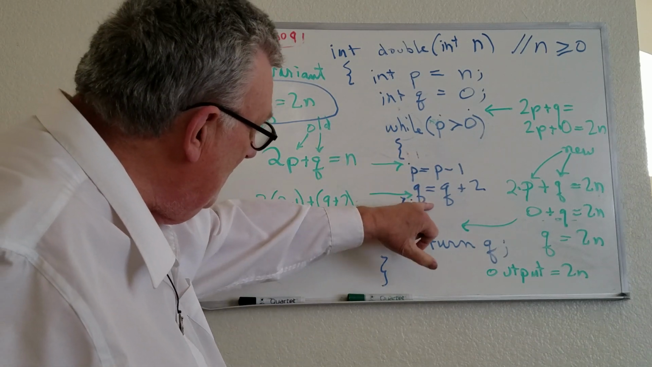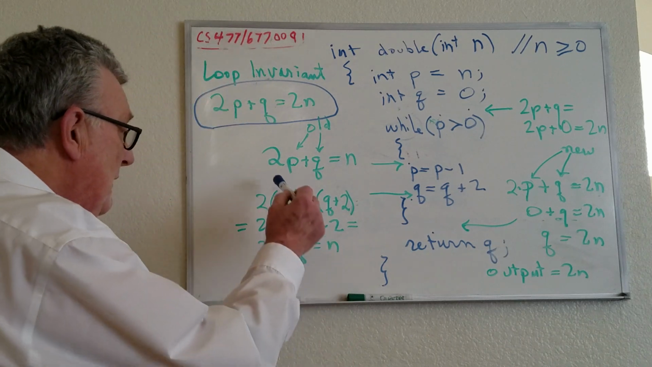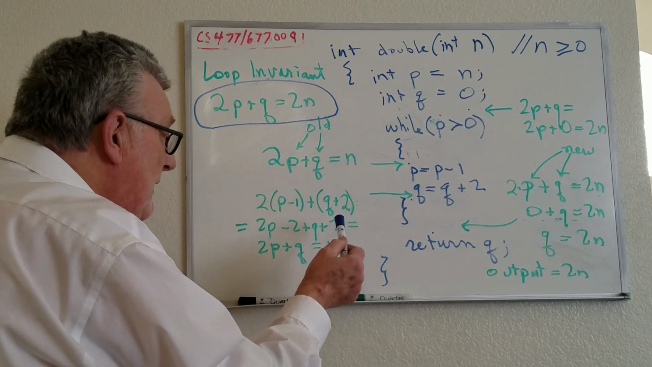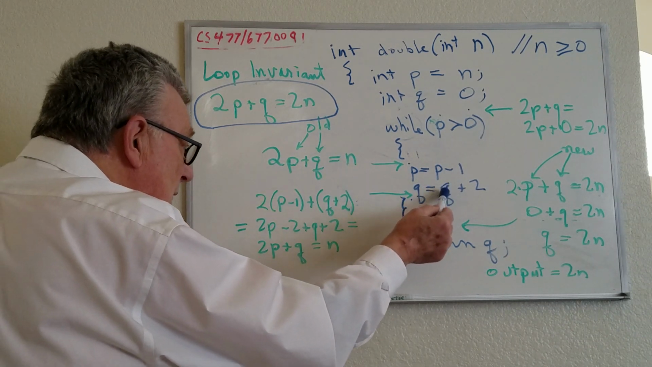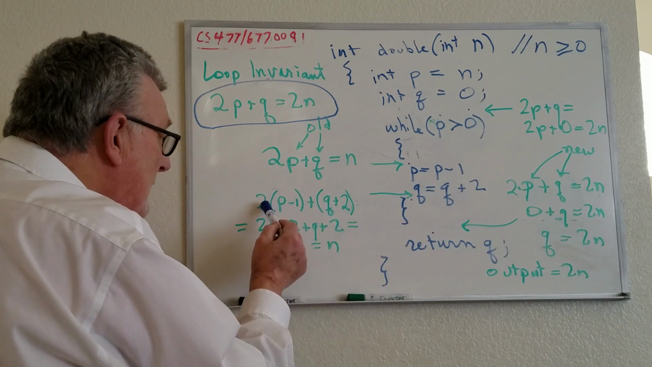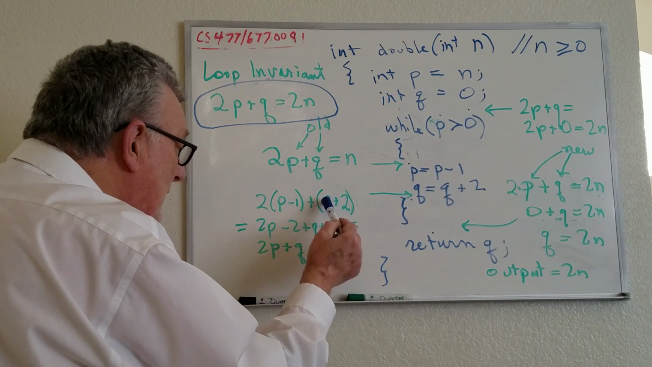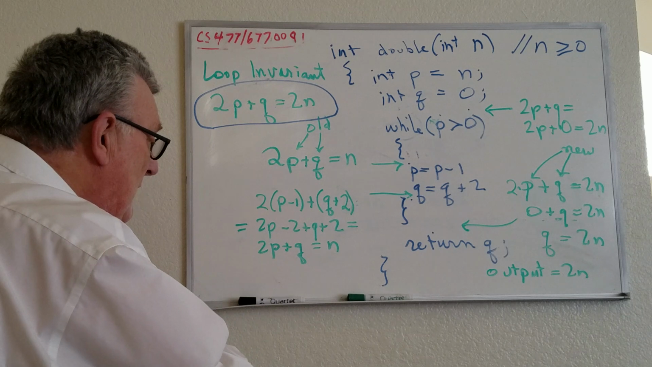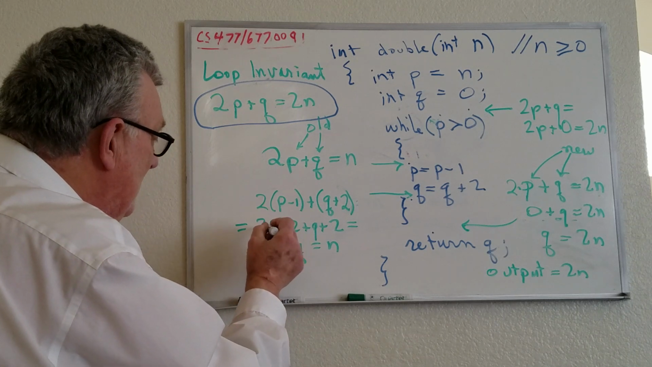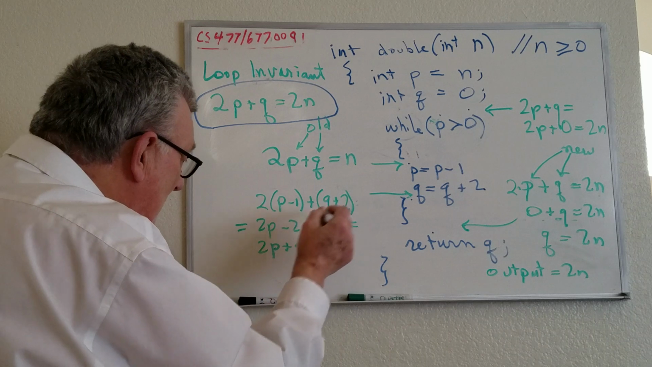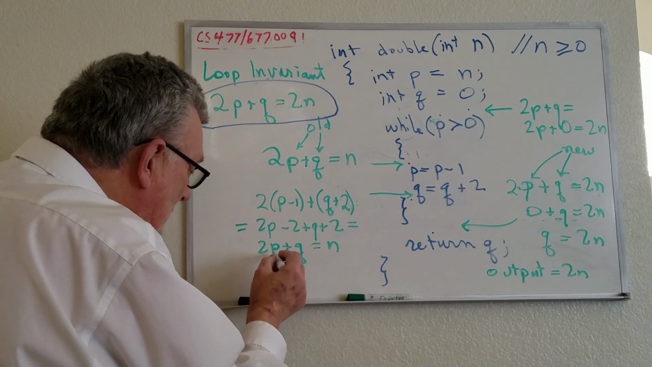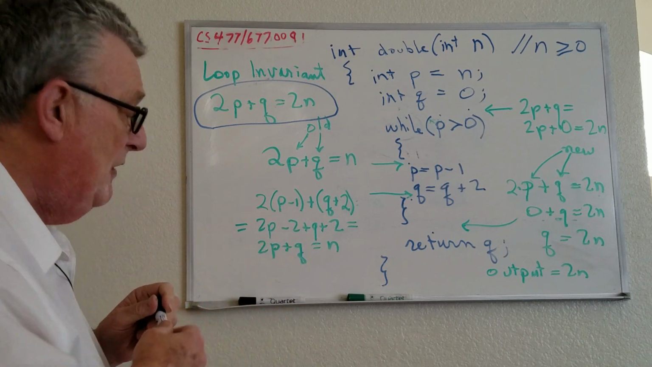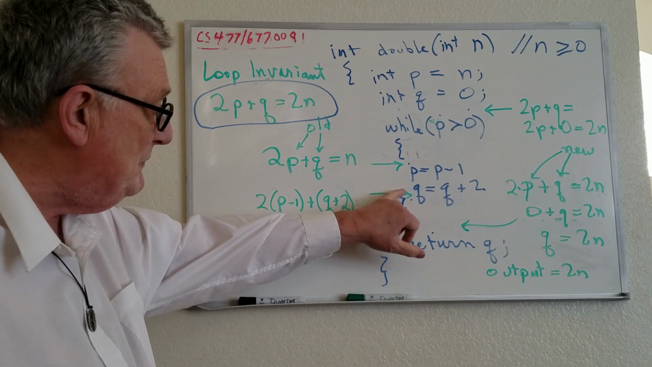If it holds here, it holds there. That's an implication. So if the old values, the values here, are 2p plus q equals 2n, then when I substitute the new values of p and q, which occur here, I have 2 times p minus 1 and q plus 2, because I added 2 to q. Now when I work out what the loop invariant is, 2(p minus 1) plus (q plus 2), I discover that it's equal to the old values of p and q, 2p plus q, which is equal to 2n, which means the loop invariant still holds.